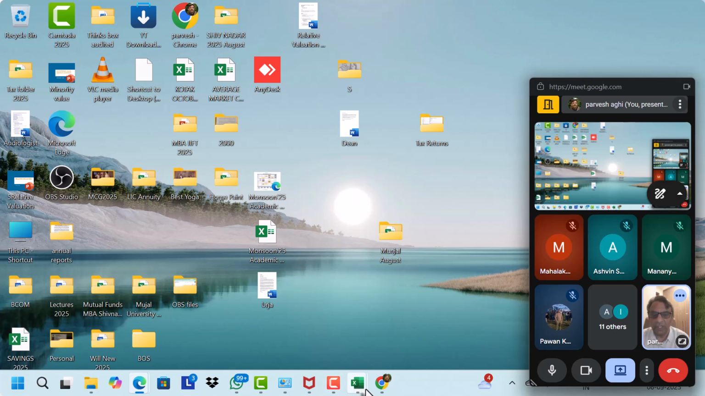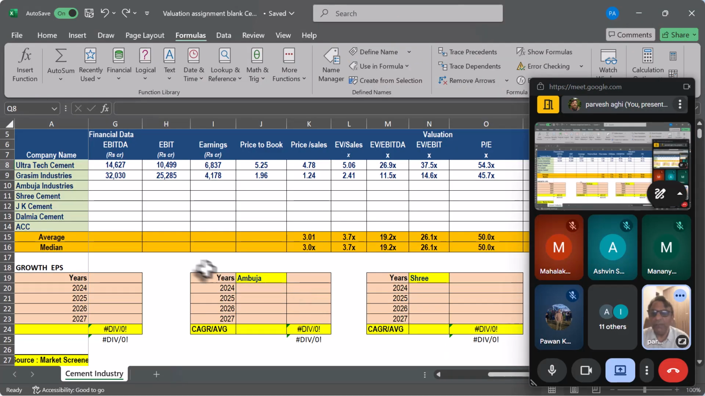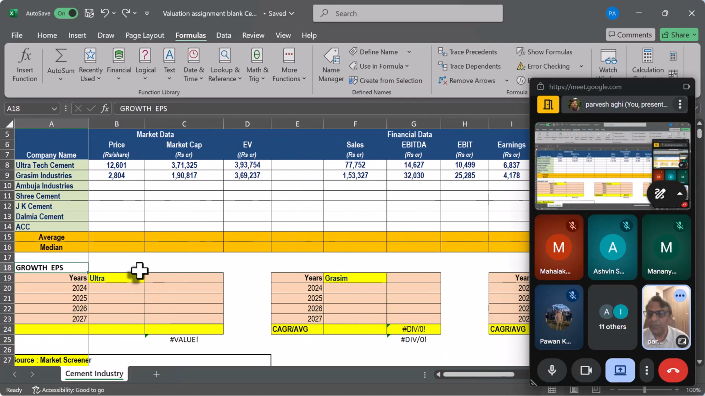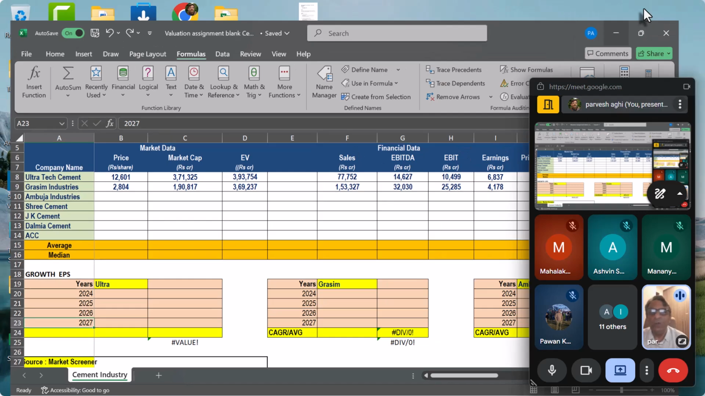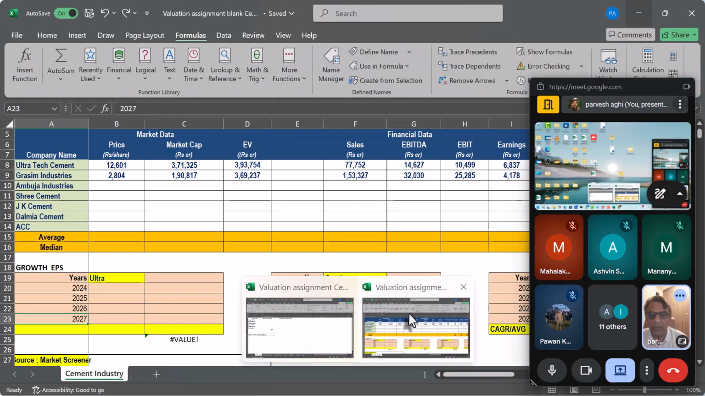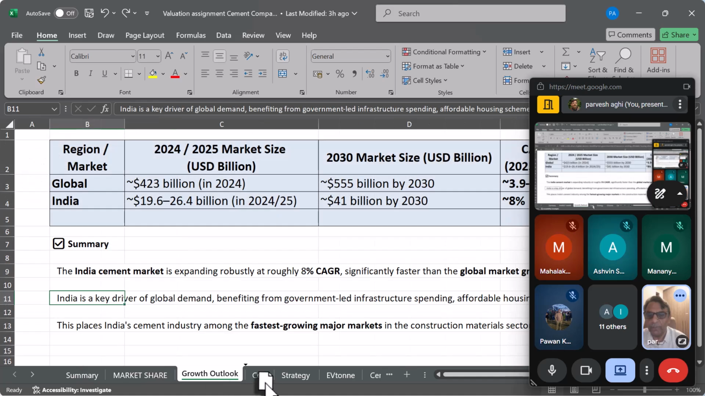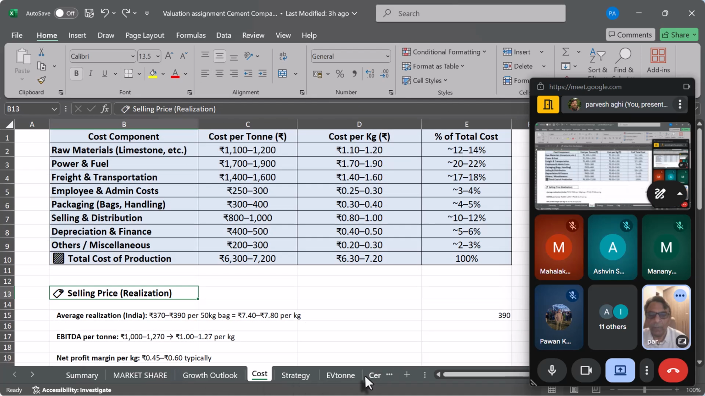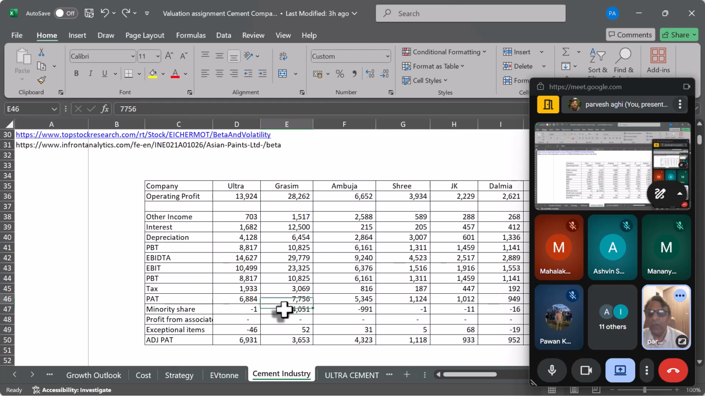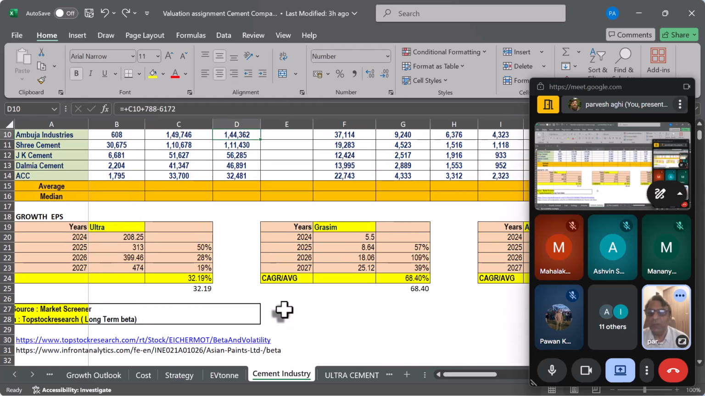So here we just enter and go at the bottom. Okay. So we have the growth in earning per share. So we need to fill up this growth. Okay. In 24, what was the earning per share? What was the earning per share in 25, 26, 27? Okay. So I'm just opening the sheet here, okay, which I have already filled up.